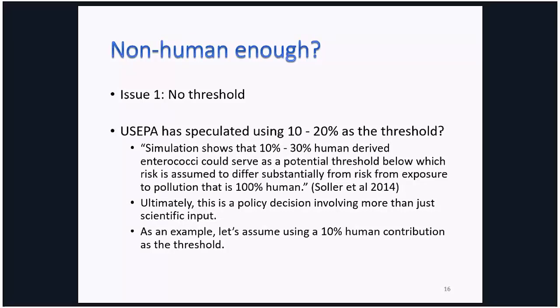risk simulation that was published in 2014 also showed that perhaps if less than 10 to 30% of your culturable Enterococcus comes from human source, perhaps your site can be considered have low enough human contribution. However, there is no official number, no official threshold at the moment. We don't know whether it's 10, 20, or 30%. Ultimately, this is actually a policy decision involving more than just scientific input.